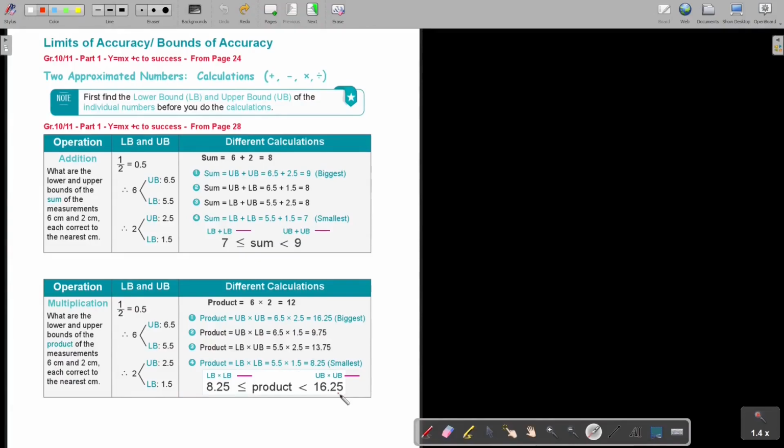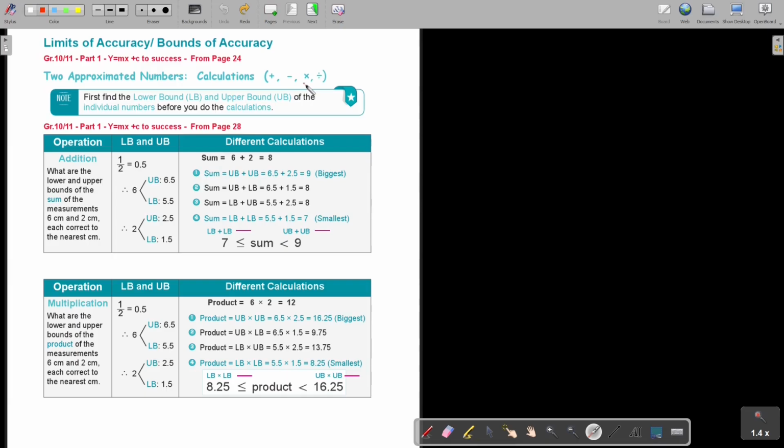Let's start with limits of accuracy, bounds of accuracy. You will find this on page 24 in the mathematics textbook Y equals mx plus c to success, grade 10-11, part 1. Now, in the textbook, you will first see one approximated number, which is usually not so difficult. My focus in this video is going to be on two approximated numbers that you do a calculation with. You either add, subtract, multiply, or divide.